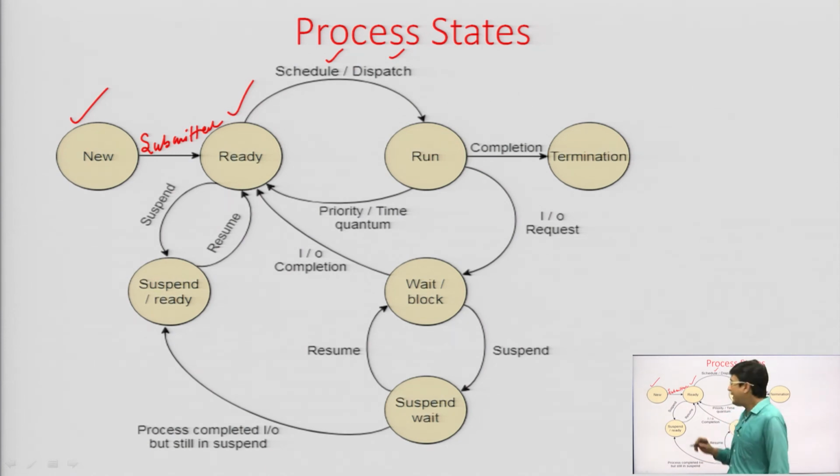In case the process has completed the execution at the CPU, we will be marking it complete and sending it to the termination state. So, we have seen 4 states as of now: new, ready, run and termination. Run state is when the process is there at the CPU for the execution.